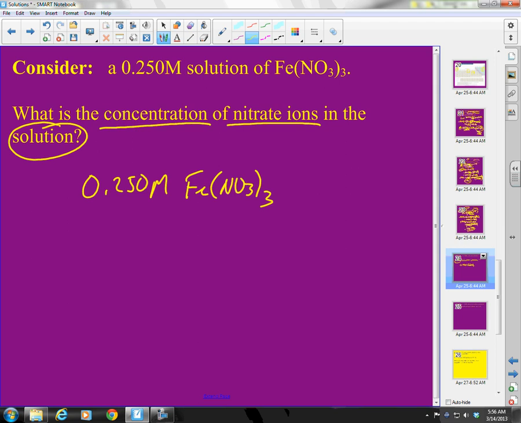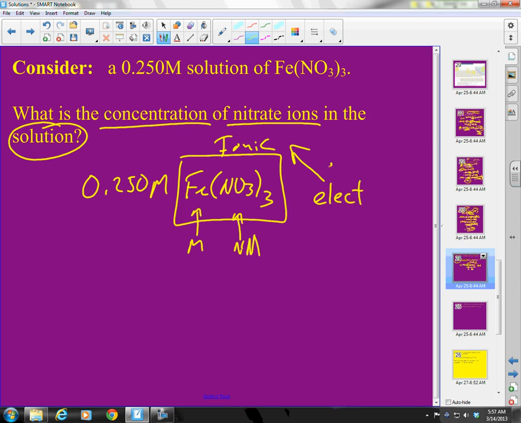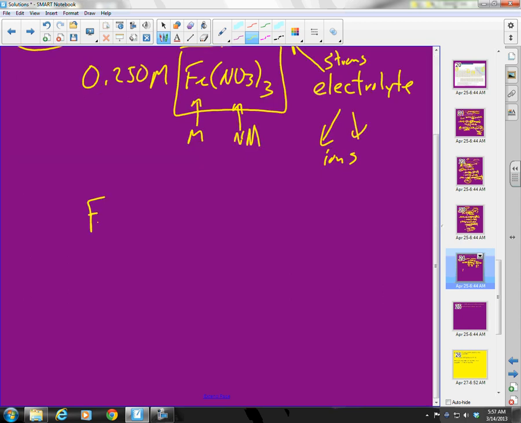Well, here's the issue. What is iron 3 nitrate? Well, it is a metal plus a nonmetal, a polyatomic here, correct? So that means this is ionic. Good. Now, what happens to ionic solids when they go into solution? Well, ionic solids, we said last time, or the time before that, are strong electrolytes. And what do strong electrolytes do? They break into ions. So what happens when iron 3 nitrate goes into water?